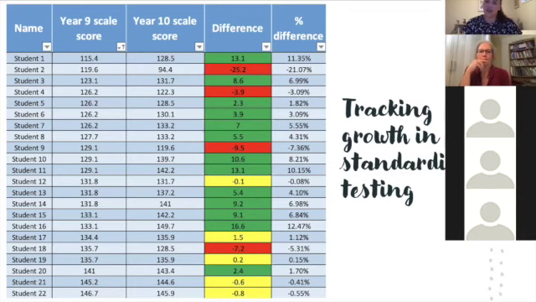Now, I think it's really important to look at the percentage difference, because if my initial scale score was 70 and I jumped to 80, that's a much bigger percentage growth than if I jump from 140 to 150. If I jump from 70 to 80, that's over 10% improvement. If I jump from 140 to 150, that's less than 10% improvement. So you could just do it by the difference in scale score if you wanted to, but I would really advocate for the percentage difference from the original score.